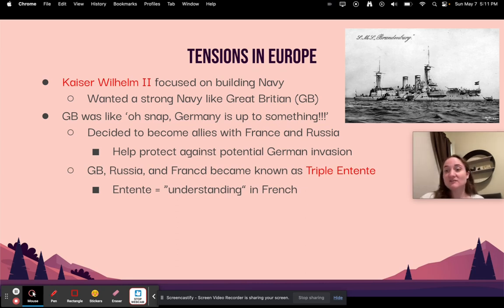So Kaiser Wilhelm II focused on building a navy. He wanted a strong navy, just like Great Britain did. And Great Britain saw that Germany was making these mega warships, and they're like, oh snap, I think Germany's up to something.